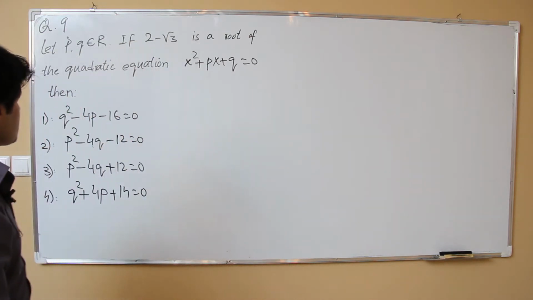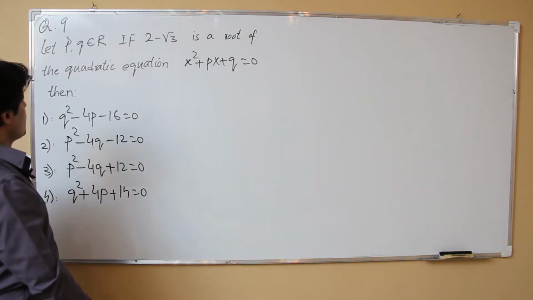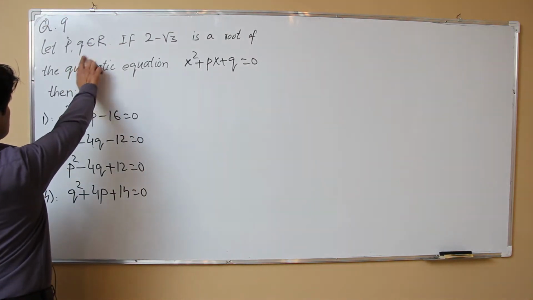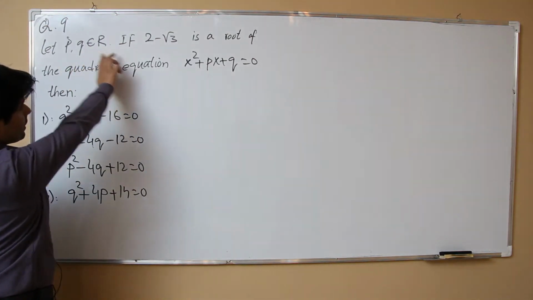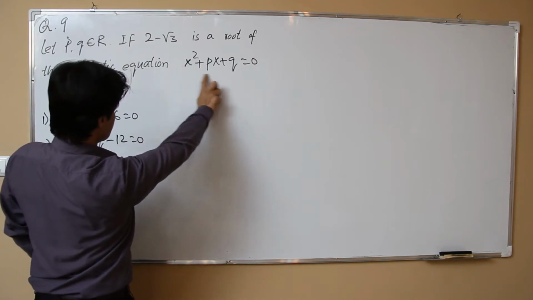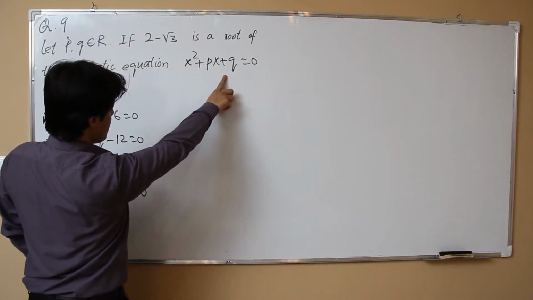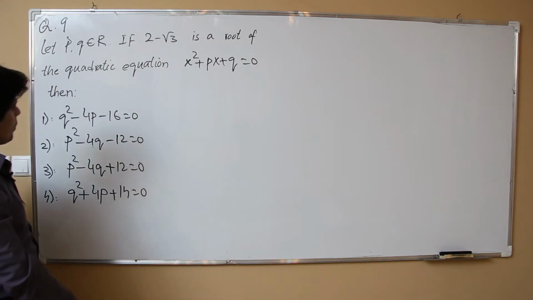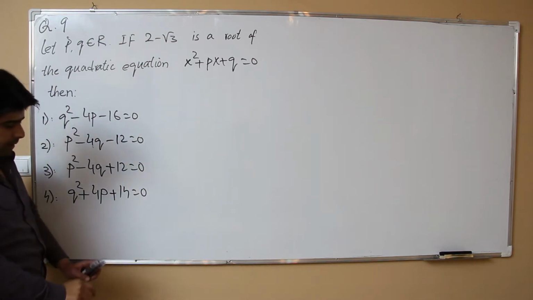By the way, we have got a simple question for this week. What is the question? P and Q cover real numbers, and there is a root of this quadratic equation, that's 2 minus root 3. Now, which answer is the correct one?